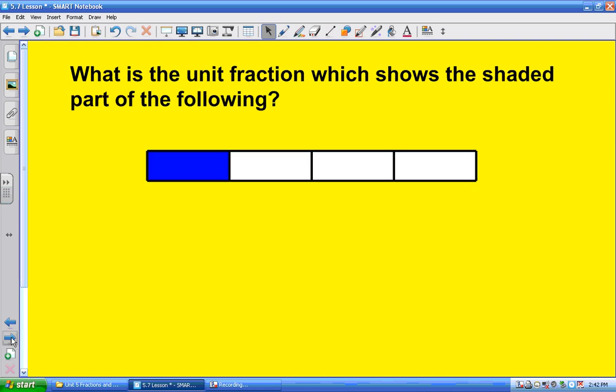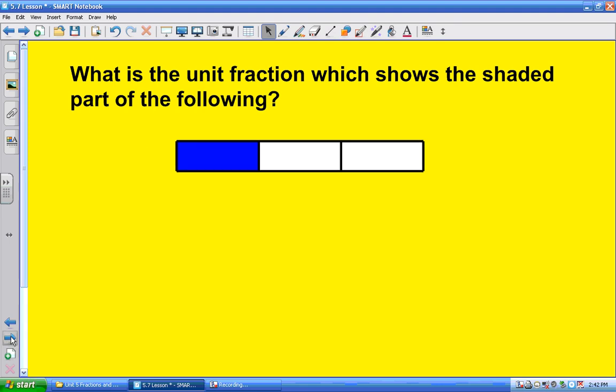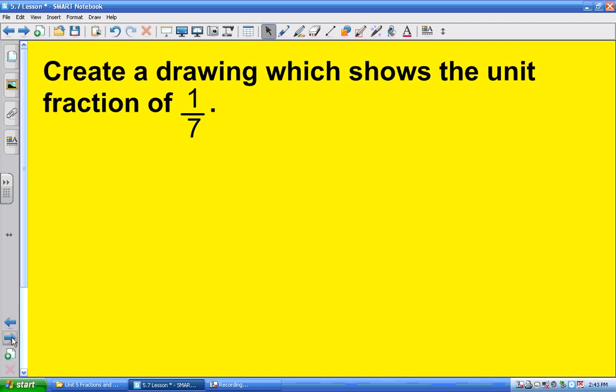But alright, so we now have to know what is the unit fraction which shows this one then, Meg? 1 out of 4. That's right. This is a unit fraction of 1/4, sometimes called a quarter. Okay? And what about this one, Ethan? 1/3. So this is made up of thirds. That's called a unit fraction. All right. So we know that that's correct. Let's take a look at this one.